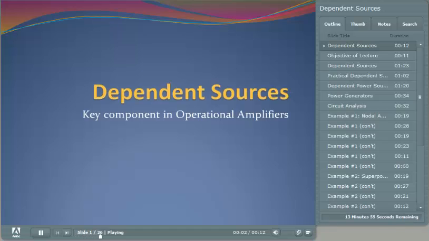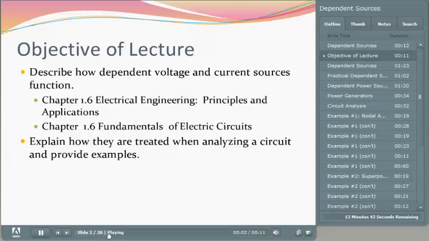In this lecture, I cover dependent voltage and current sources. A dependent voltage source is a key component in operational amplifiers, which we will cover next. The objective of this lecture is to describe how dependent voltage and current sources function and explain how they're treated when analyzing a circuit.